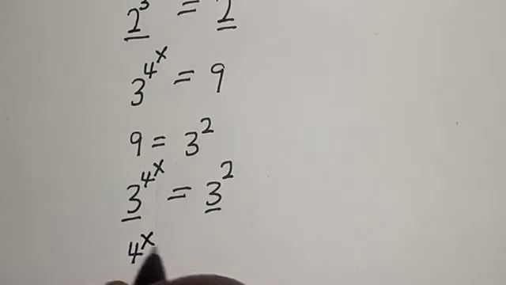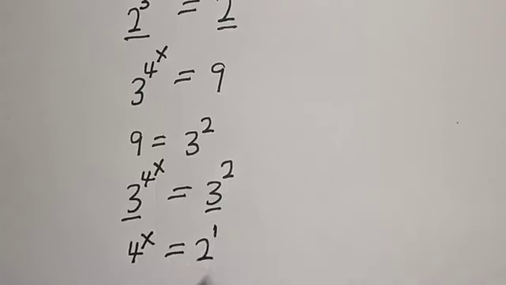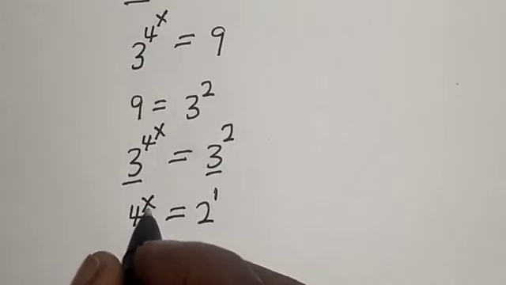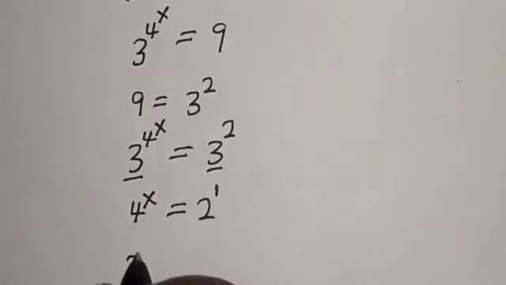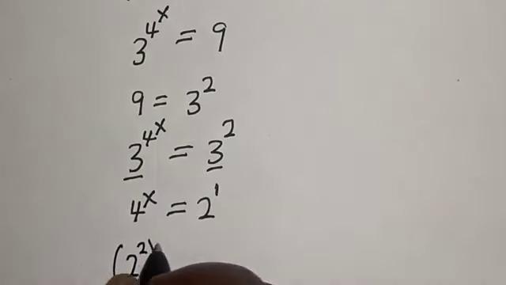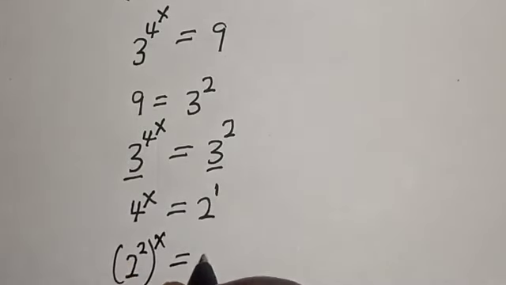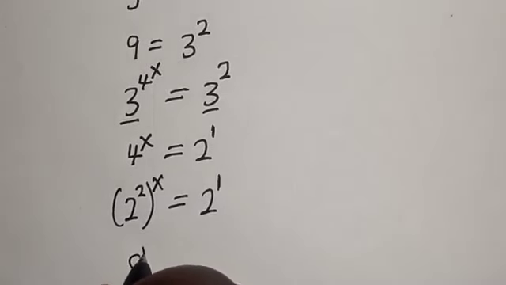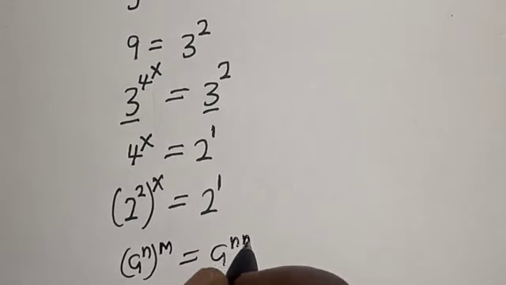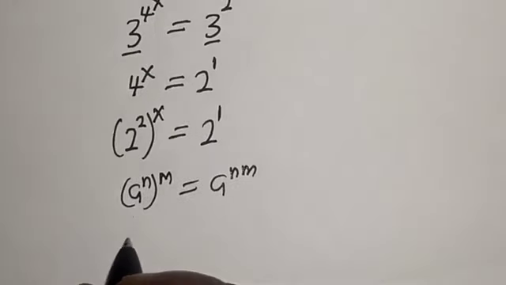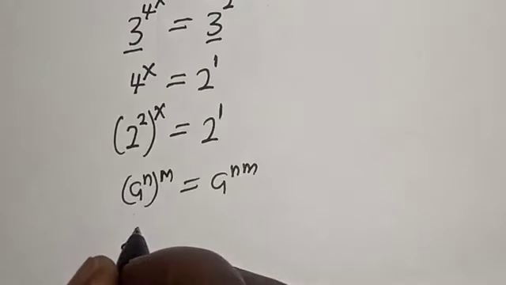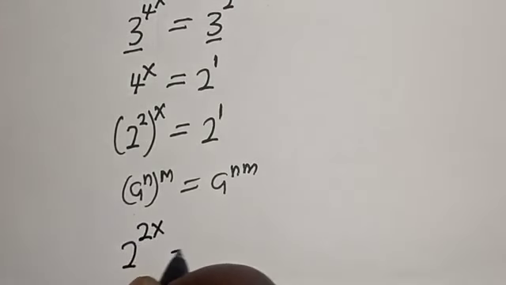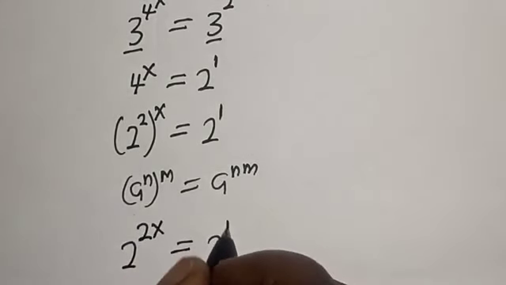4 raised to the power of x is equal to 2, but this is also 2 raised to the power of 1. Then 4 raised to the power of x can be written as 2 square to the power of x is equal to 2 raised to the power of 1. If you have a raised to the power of n raised to the power of m, this is equal to a raised to the power of nm. This becomes 2 raised to the power of 2x is equal to 2 raised to the power of 1.